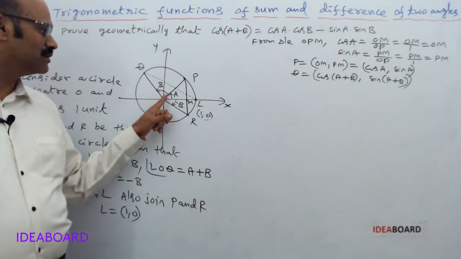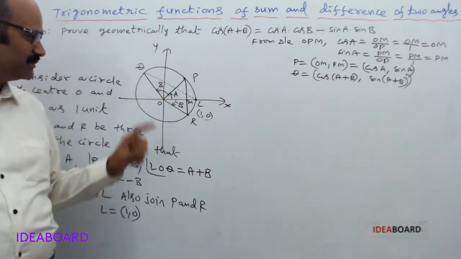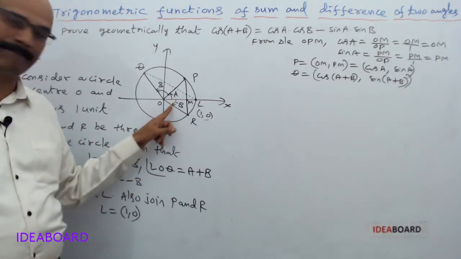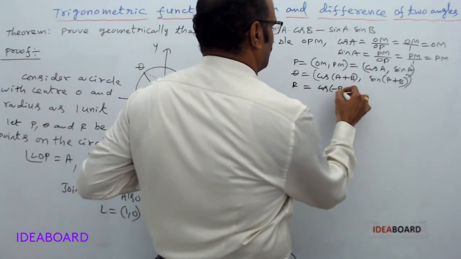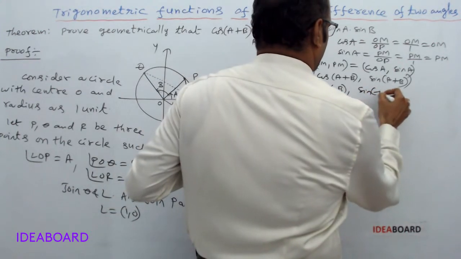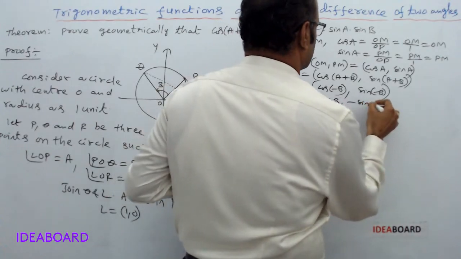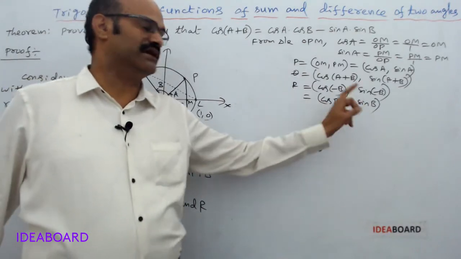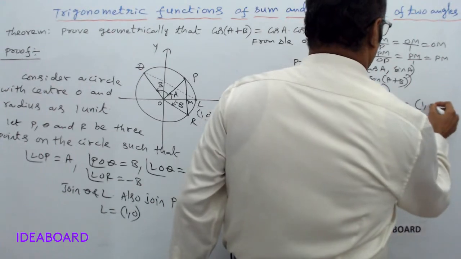Point Q equals cos of A plus B comma sin of A plus B. Similarly, point R makes an angle minus B, so R equals cos of minus B comma sin of minus B, which equals cos B comma minus sin B. The point L equals 1 comma 0.